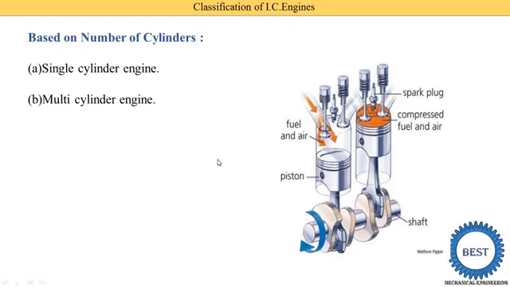Because in a car we require higher power, but in a bike we require lower power, then we use single cylinder engines. When we use a multi-cylinder engine, all the cylinders and pistons produce power. That's why it produces more power. So it is used where we require more power. At that time a multi-cylinder engine is used.